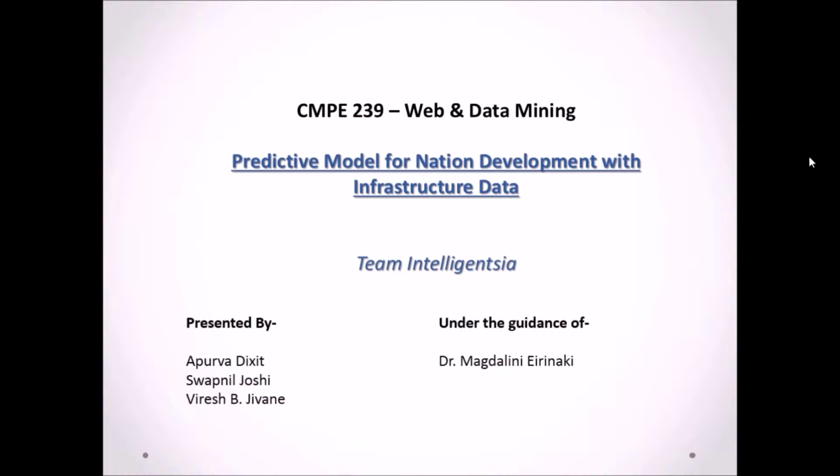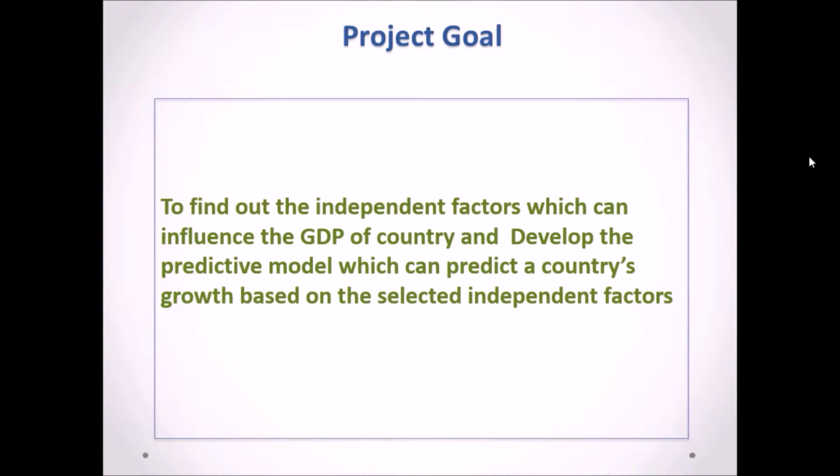We are Team Intelligentsia. Our topic is predictive model for nation development with infrastructure data. As per theory, there are several known factors that directly contribute to the GDP of a country. However, in the real world, there are many additional factors that may not directly contribute to the GDP growth but have considerable influence. The objective of this project is to identify the independent factors that influence the growth of GDP and perform GDP prediction based on the various changes in these factors.